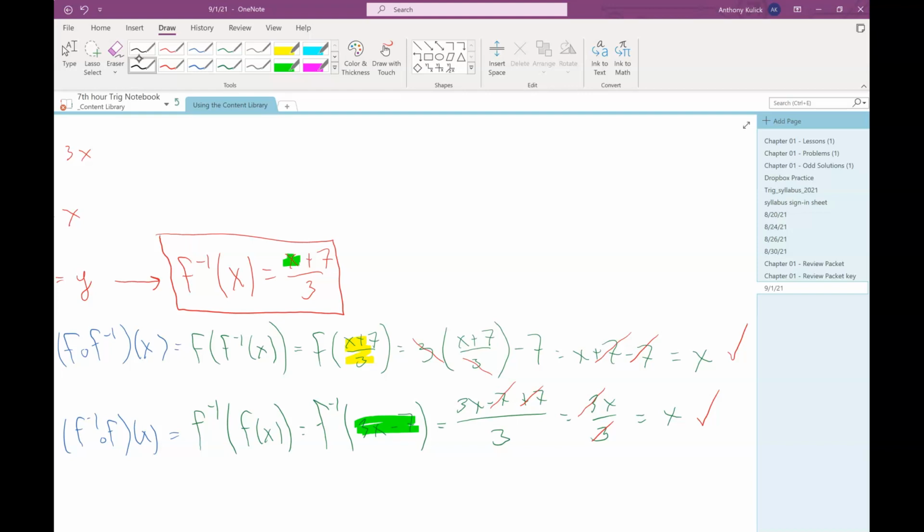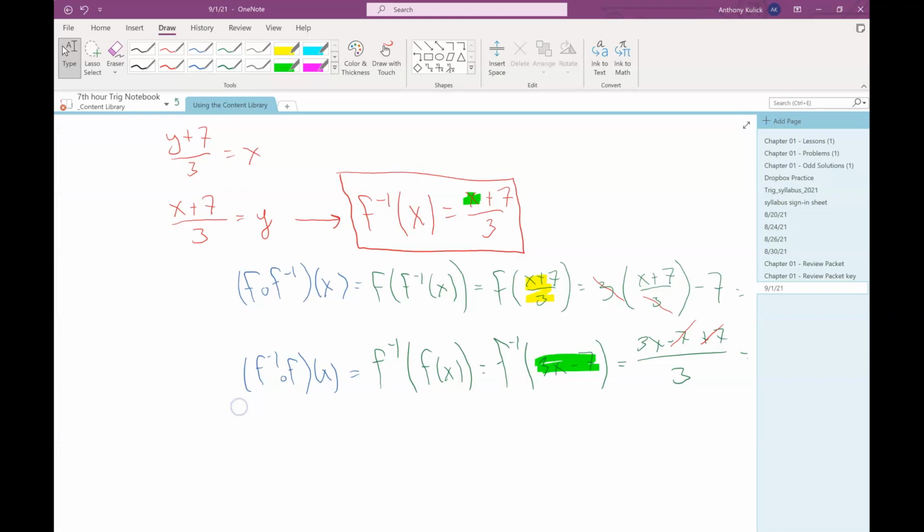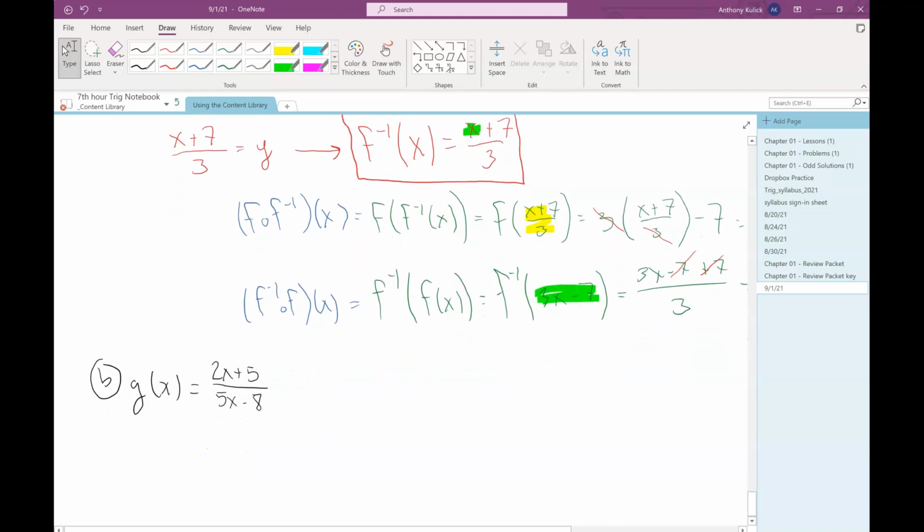Jay? Absolutely. Let's do some more examples, in particular the finding-the-inverse process. So let's say we have something that's a little bit more complicated. Let's say our function is 2x plus 5 over 5x minus 8.